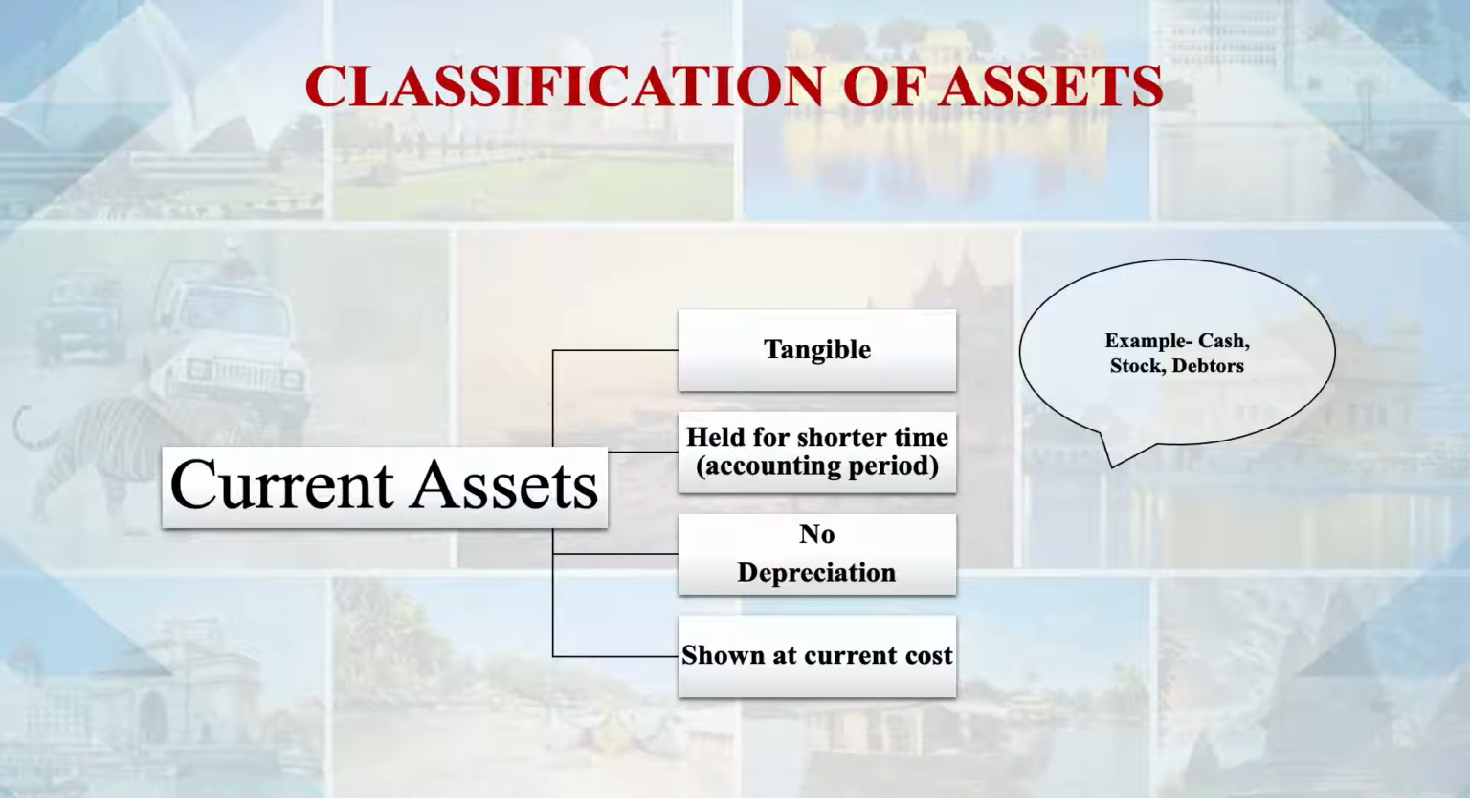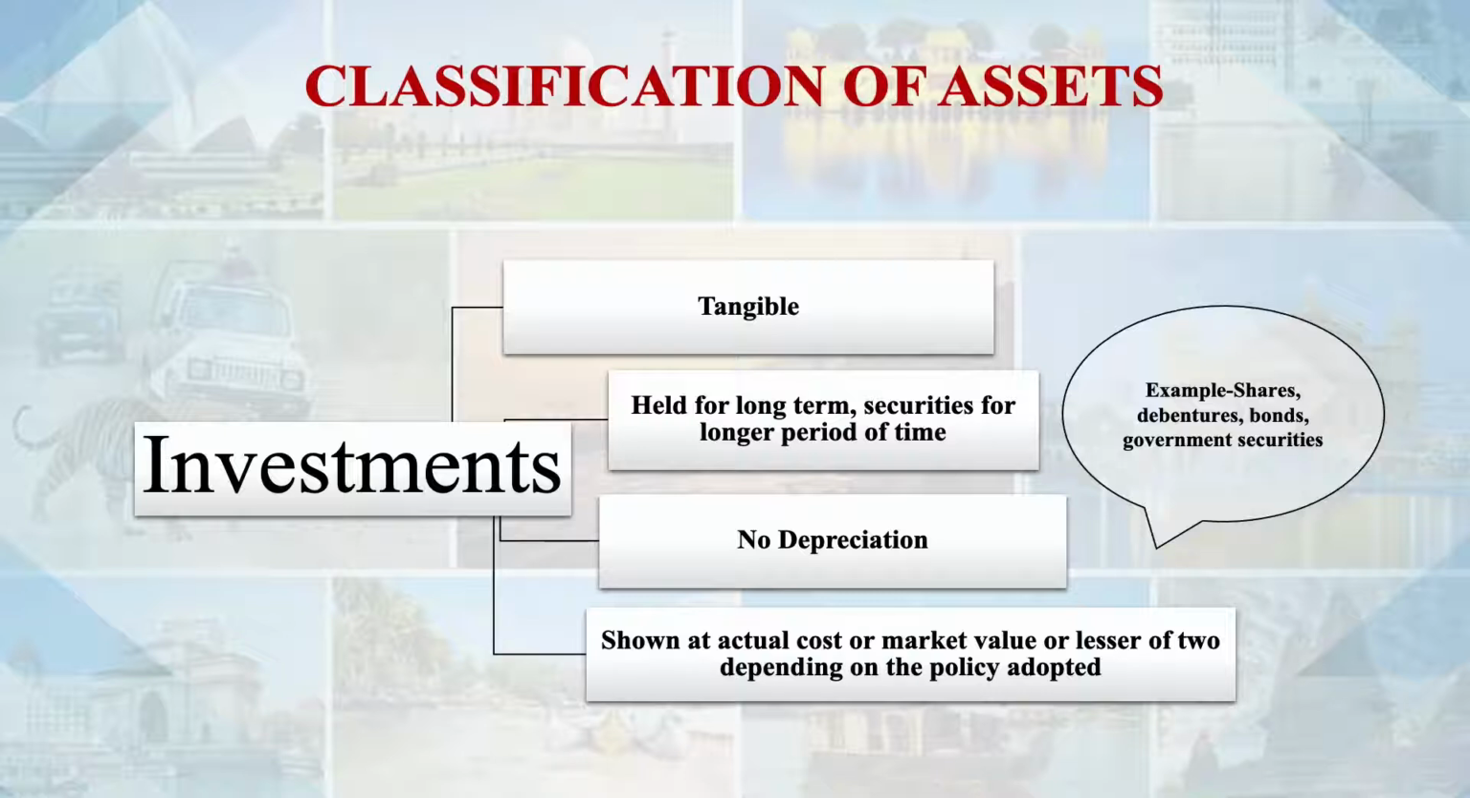Then we can have one more classification. We can have assets in the name of investments. Now, what are these investments? These investments are basically the investments made by the company in the form of some shares or debentures or bond or the government security. So the company makes investment in such kind of assets. These are tangible. Then they are held for a longer period of time. They are a kind of securities. The company held it for a longer period of time. So these are not short-term securities. These are the long-term investments made by the business.